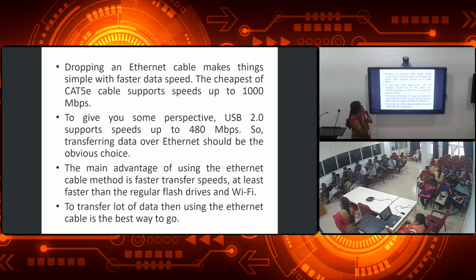Make use of an Ethernet cable to make things simple, with faster data speed. The cheapest is Cat5e, that is the Ethernet medium. It supports speed up to 1000 Mbps. To give you some perspective, USB 2.0 supports speed up to 480 Mbps. So transferring data over Ethernet should be the obvious choice. The main advantage of using an Ethernet cable is faster transfer speed, at least faster than regular flash devices and Wi-Fi. To transfer a lot of data, using the Ethernet cable is the best way.